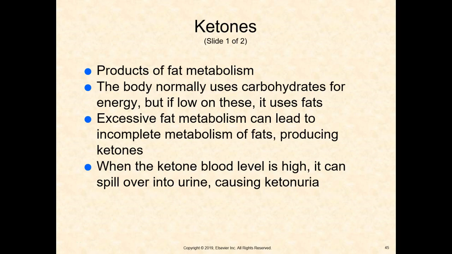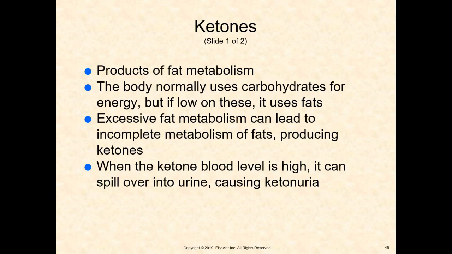The next are ketones. Everybody's on the keto diet right now, right? So what the heck is that? Well, these are products of fat metabolism. The theory behind the keto diet is that most of your calories come from fat. Your body normally uses carbohydrates for energy. It can also convert excess protein to carbohydrates for energy. But if you deprive your body of carbohydrates and protein and only eat fat, your body will metabolize the fat on your body first.